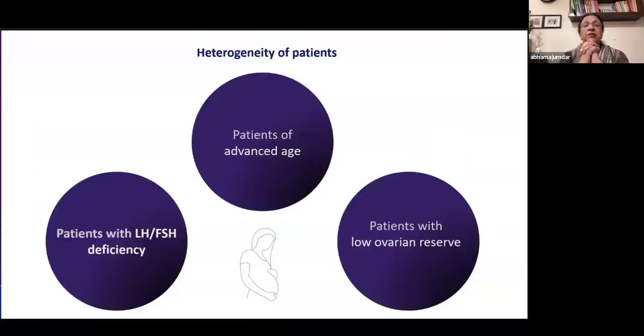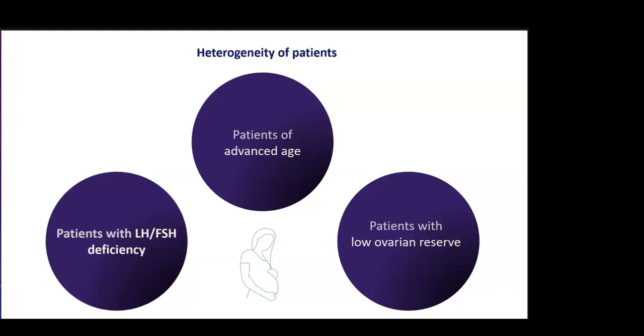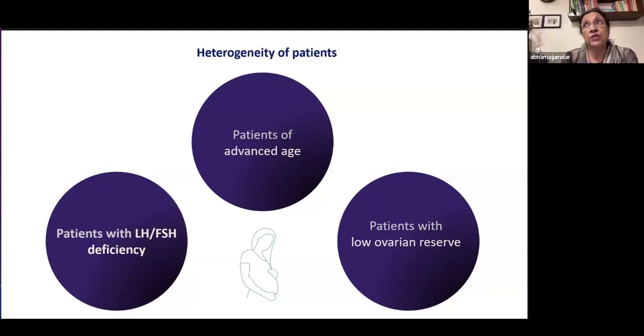So which are the patients who always boggle us? One is a group of patients where LH and FSH are very, very low for whatever reasons. One is patients of advanced age, and another one is patients with low ovarian reserve. The rest of them don't bother us. Those who have normal reserve and young age, we don't bother. Those who have high reserve and young age, we don't bother. So these are the three groups where we are always thinking, what stimulation should we give so that we get an adequate response.